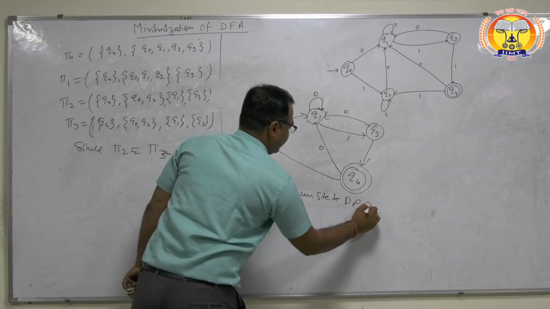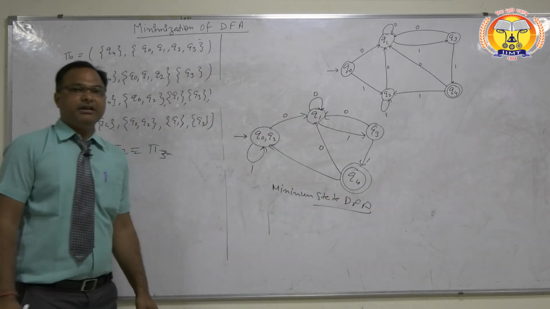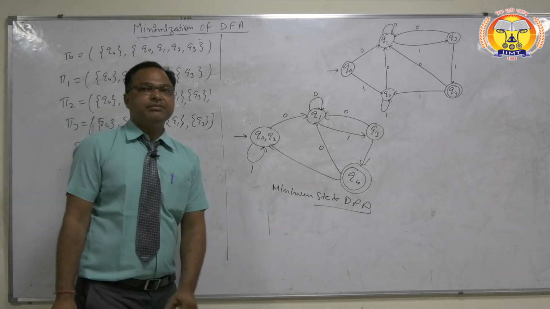So this is the minimum state DFA of the given DFA, and in this way we have minimized the states.